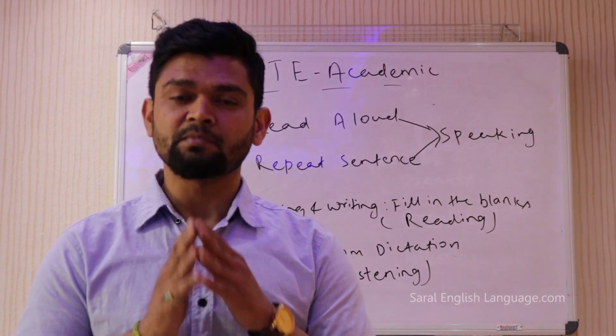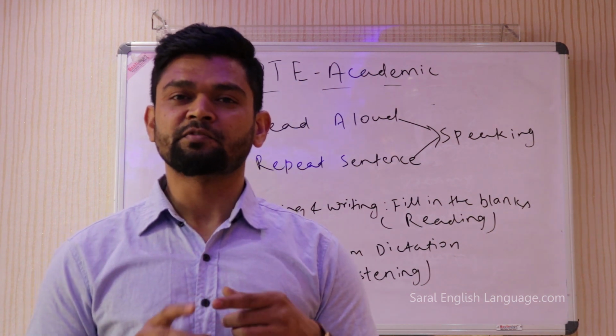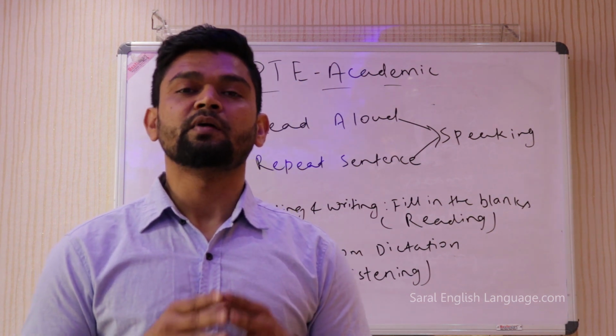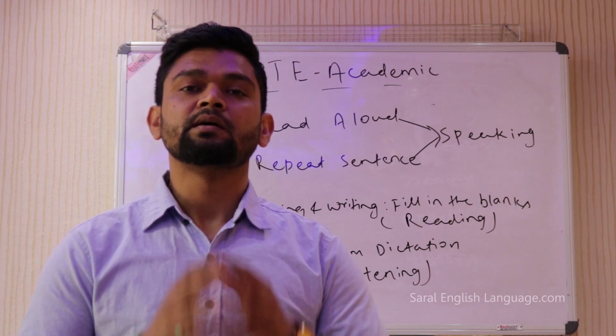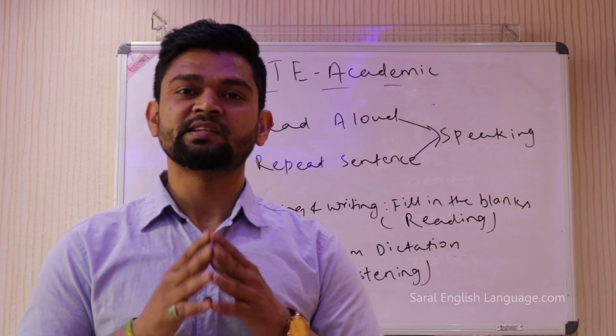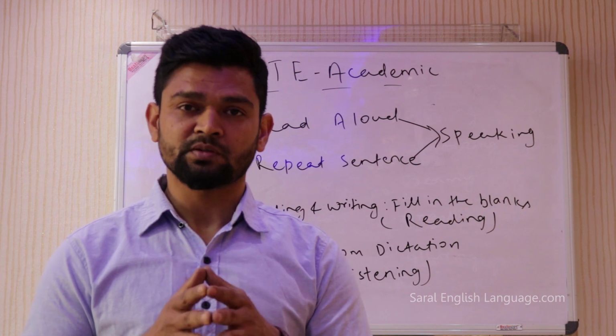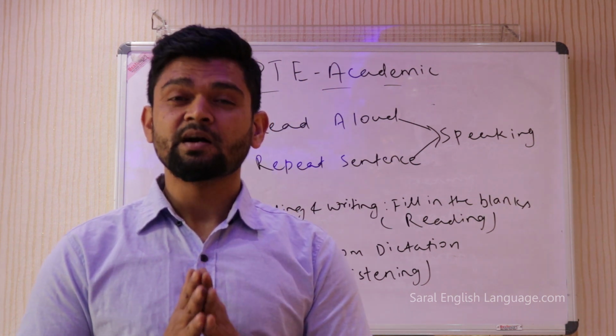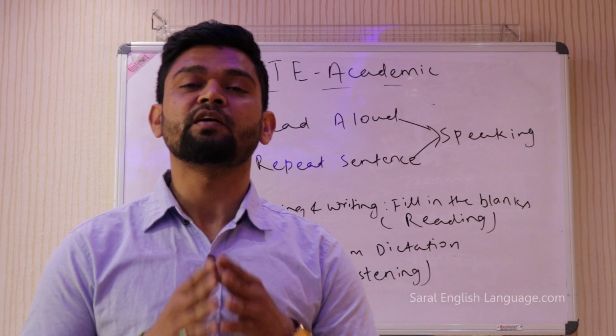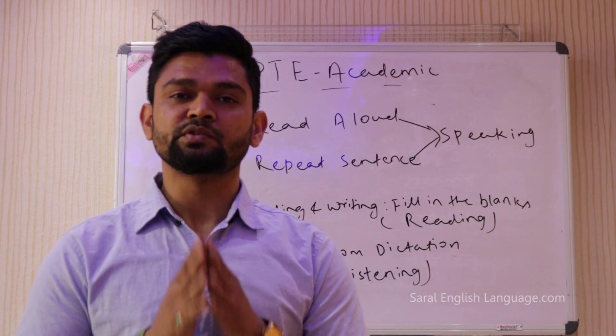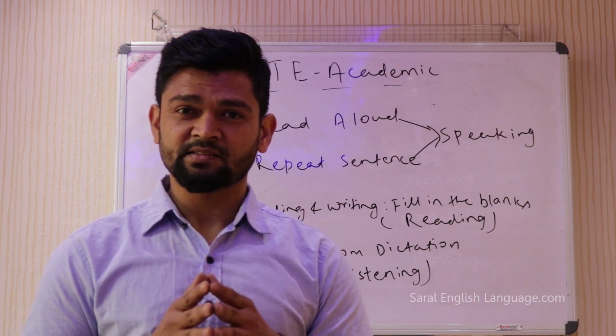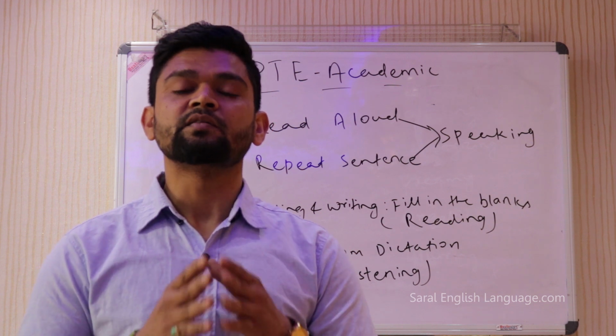So there are 5 modules in the speaking section. The first one is read aloud, followed by repeat sentence, describe image, retell lecture, and answer short questions. So these 5 are the modules of the speaking test, followed by writing. In writing you have 2 modules, summarize written text and write an essay.